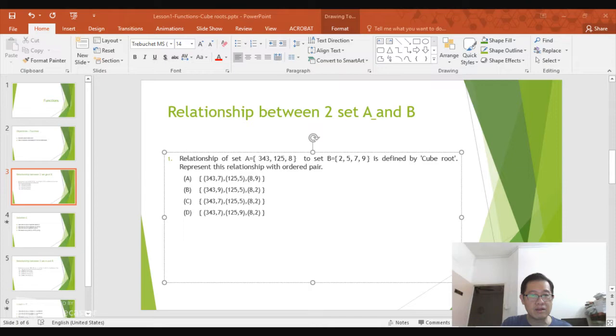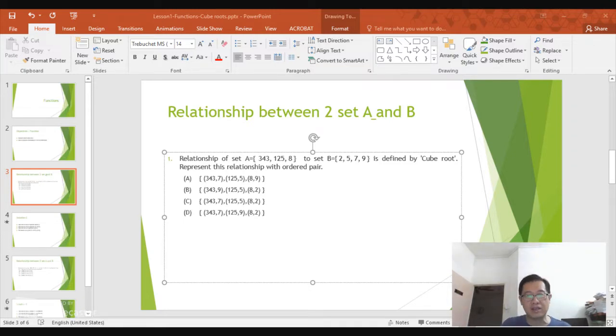Then we do the second part. 5 times 5 times 5, multiplying three times, gives you 125. So the second one is correct. Now we do the third one. 9 times 9 times 9 gives you 729. So this one is wrong. So we cannot use A. The answer is not A.